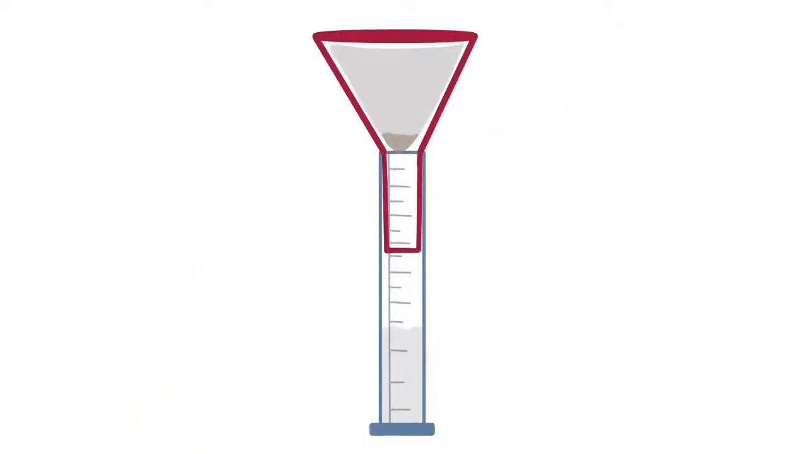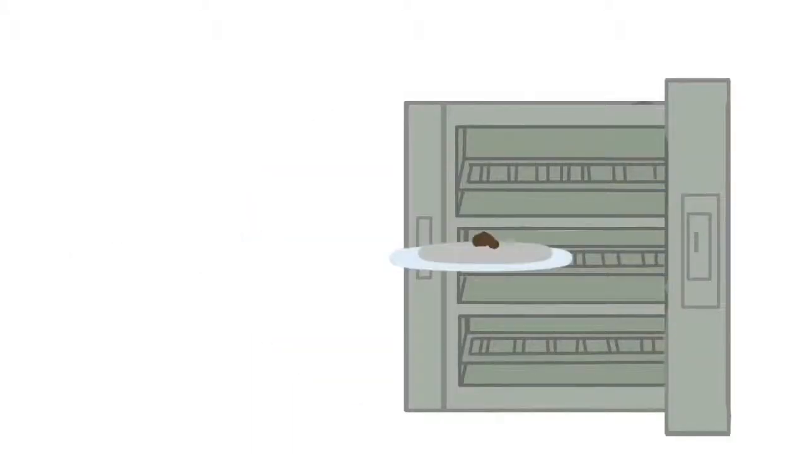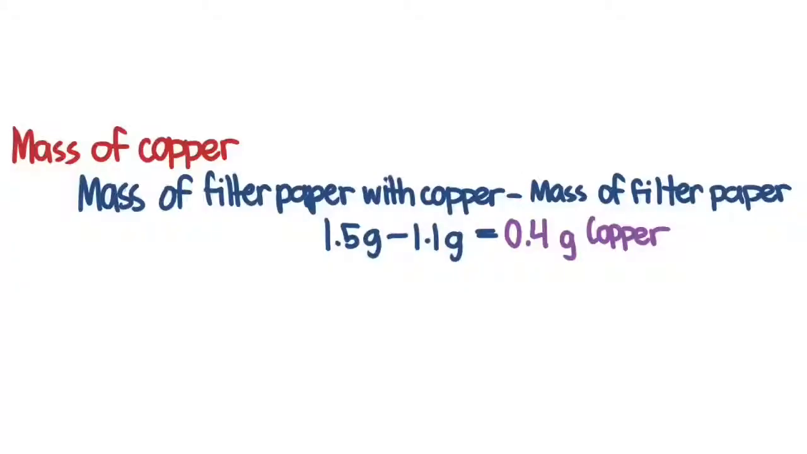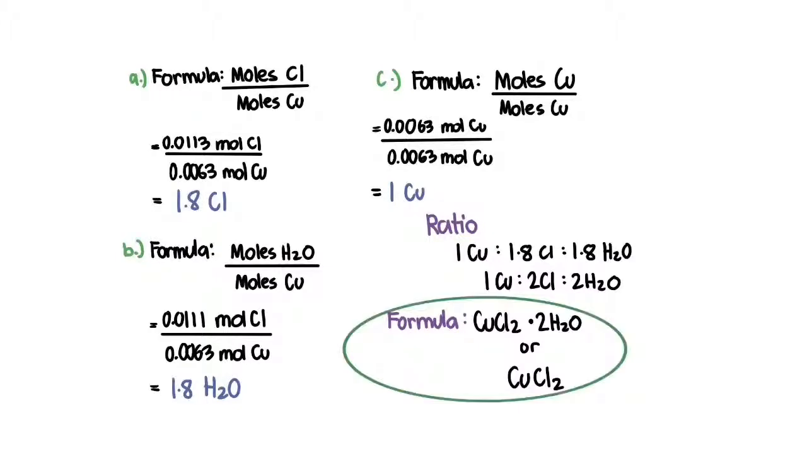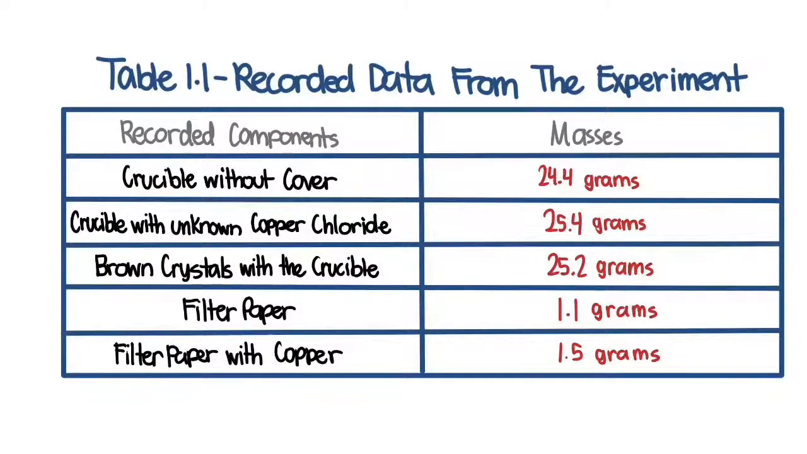Once the liquid is drained from the copper, we placed the open filter paper into a watch glass and placed it inside the drying oven. After drying, we weighed the mass of the filter paper with copper. Finally, we calculated the mass of copper and empirical formula of the unknown sample, which is copper chloride. Here is our data.